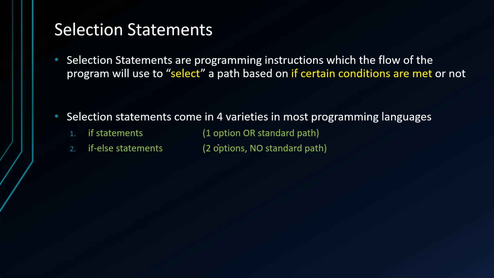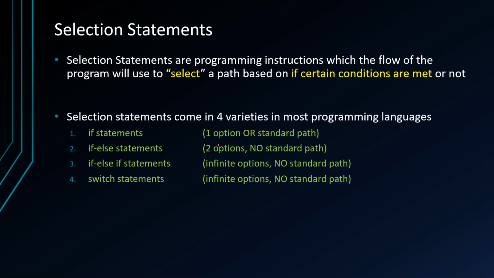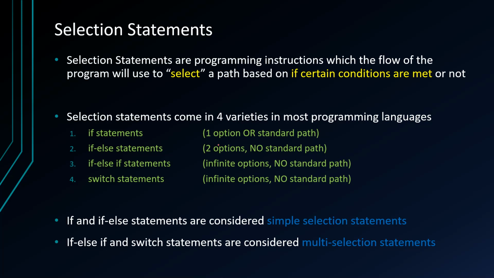But then we get into the next few, which are called multi-selection. Multi-selection is when you have up to infinite choices, but you got to have at least 3. So the first one is called an if-else-if statement. So we have infinite options, and there's at least 3 of these options, and there's no standard path. And then finally, something called a switch statement. It's pretty much like an if-else-if statement with a slight few modifications on that. So these two, number 3 and 4, they're what's called multi-selection because we're choosing from many, many, many choices, multiple choices. Whereas the simple selection is just one or the other, at most. Simple selection versus multi-selection. Great.